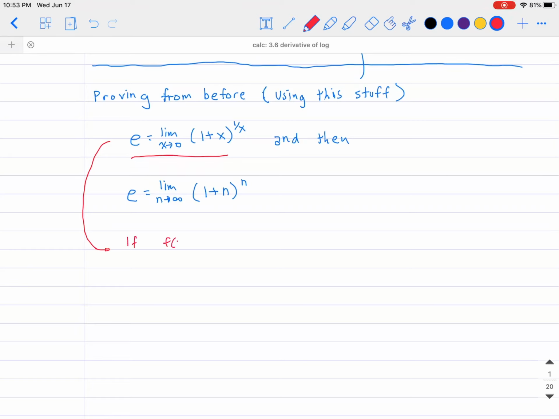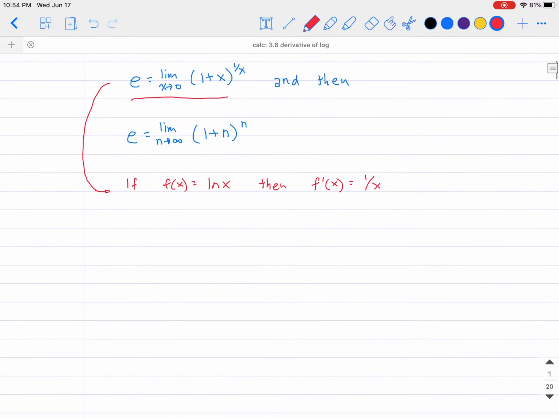If f of x is equal to ln of x, then the derivative would be equal to 1 over x. That much we can claim because we just did the derivation for that. So hopefully that part is okay with you. Okay. Now what I want to do is look specifically at the derivative at x equals 1 for this function f of x.